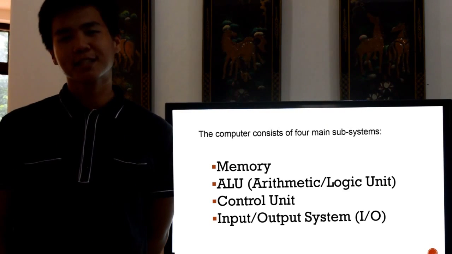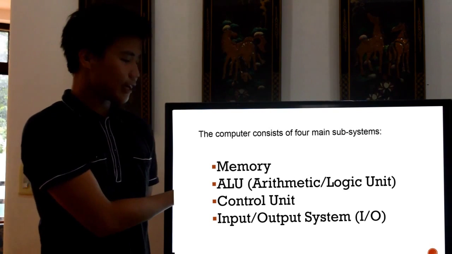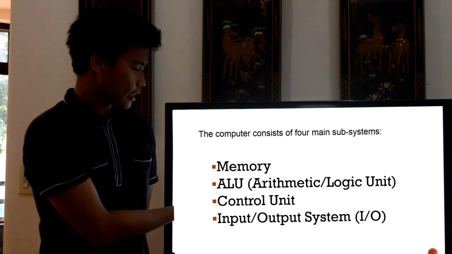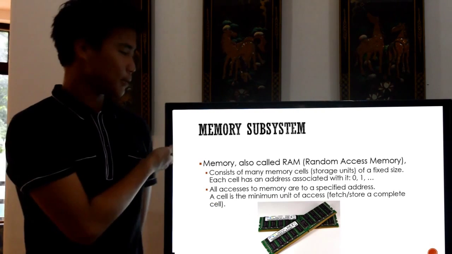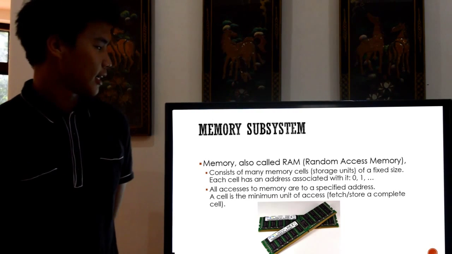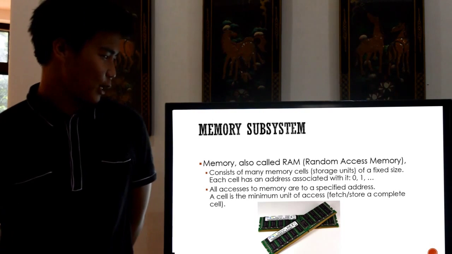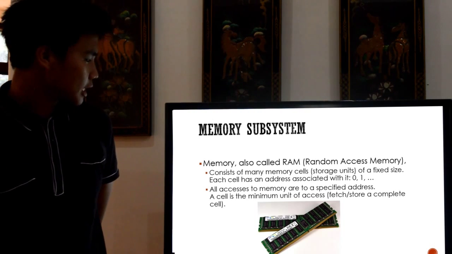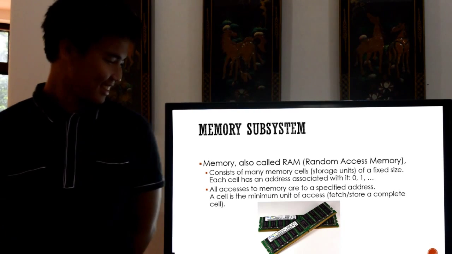A computer consists of 4 main subsystems, namely the memory, the ALU, the CU, and the I/O system. The memory subsystem. The memory, also called the RAM or random access memory, consists of many memory cells of a fixed size. Each cell has an address associated with zeros and 1s. Next one.